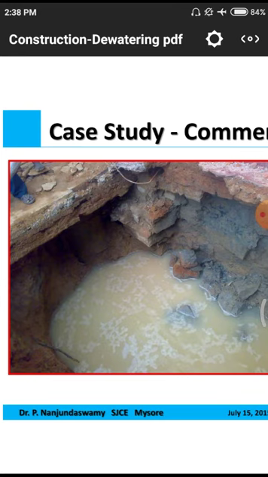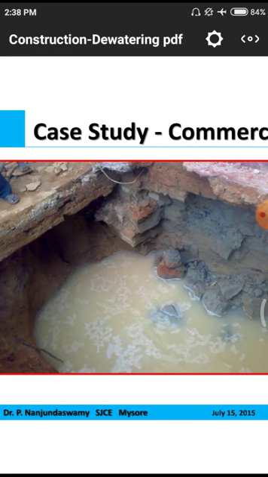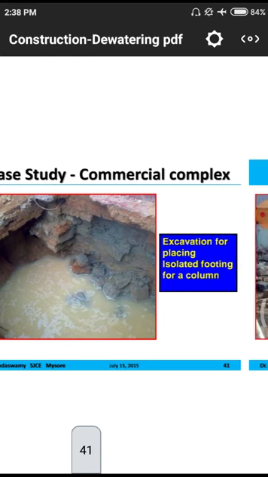Here we have a ground level and water, and we have to observe all those things, and the depth of the soil. Excavation for placing an isolated footing for a column. Normally this ground was ditched for the construction of an isolated footing. Isolated footing you have already studied in RCC. Isolated means a single column they are constructing, so for the construction of the column they are digging a particular quantity of land, so the water was absorbed in that particular land.